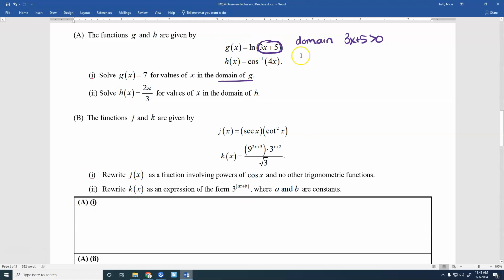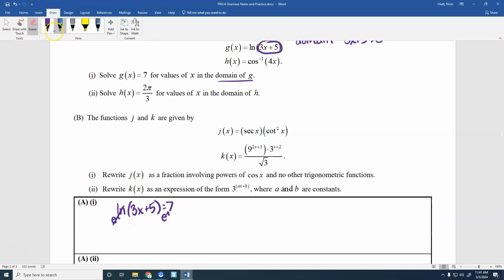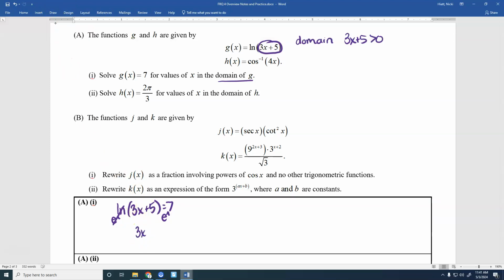So we got to do natural log of 3x plus 5 equals 7. We want to solve that for x. What should we do first? E to the power. We'll get rid of that natural log, so we need to do that on both sides. So we got 3x plus 5 equals e to the 7th. I don't really need the parentheses anymore. And this is calculator inactive, so we're just going to have to leave it e to the 7th.